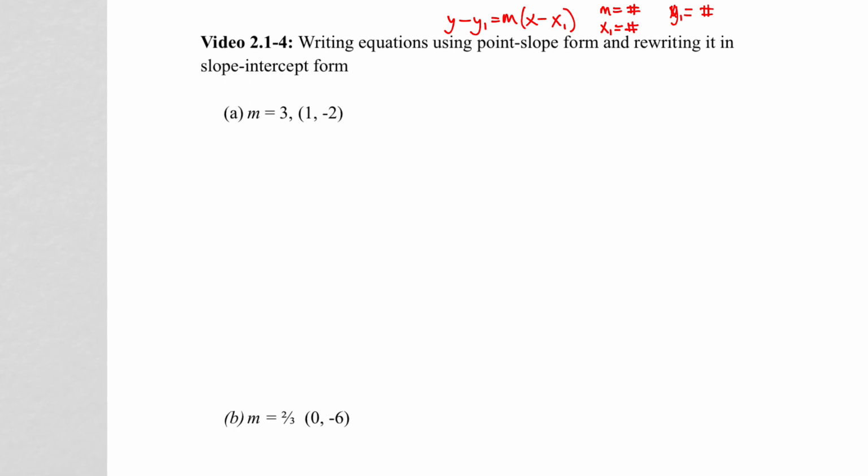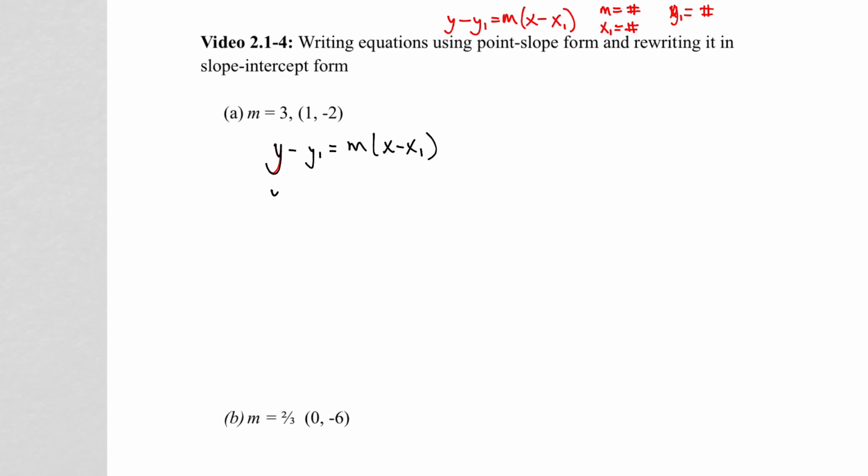They tell us m equals 3, so the slope is 3, and it passes through the point (1, negative 2). So I start by writing my equation for point-slope form. I like to write this out every single time. And now I'm just going to substitute my values into this equation.